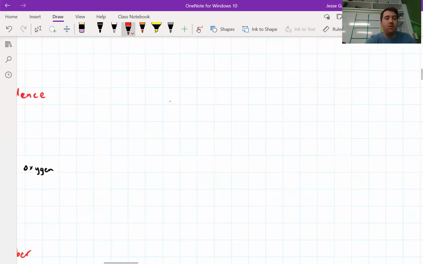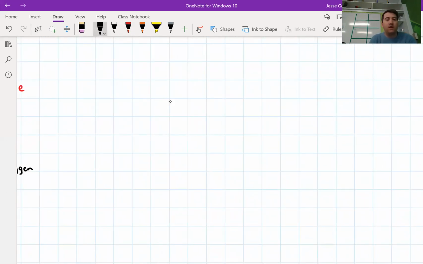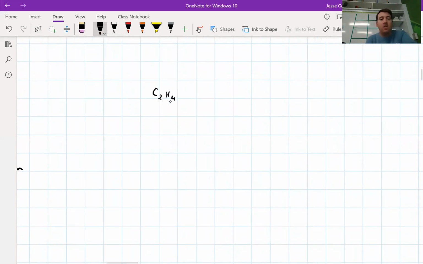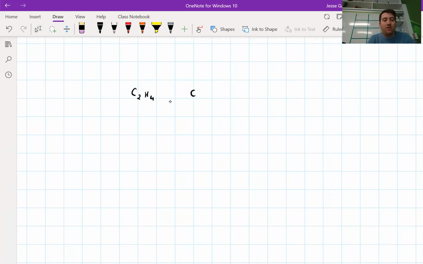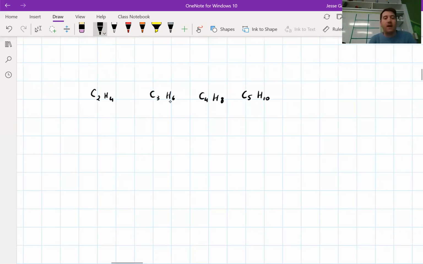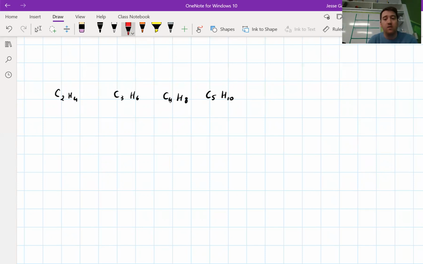I just want to show you something now. I'm going to show you 4 different substances. So here we've got C2H4. We've got C3H6. We've got C4H8. And we've got C5H10. 4 different molecular formulas. They're all very similar in that they only have hydrogen and carbon, but you can clearly see that they have different numbers of hydrogens and carbons, which makes them different substances or different compounds.